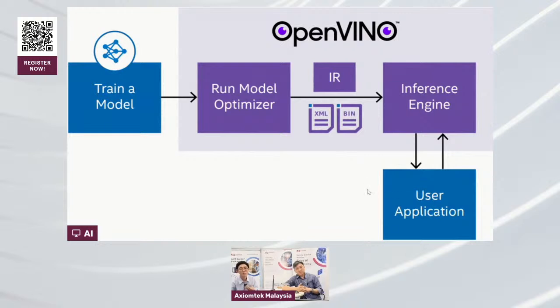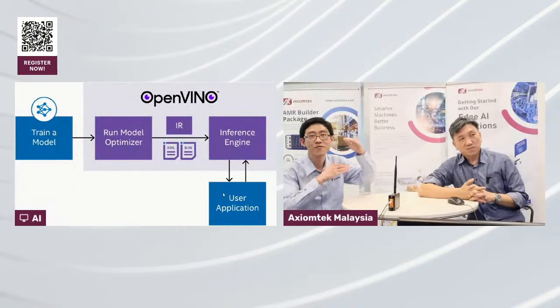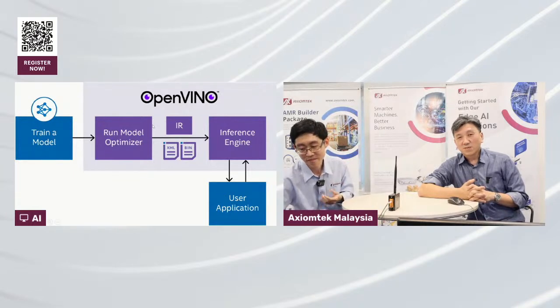And from my experience, writing the inference code in your application using OpenVINO is much simpler compared to using PyTorch or TensorFlow. With those, you need to write a lot of code. If you use OpenVINO, you just write a few lines of code. It makes everything more simple.